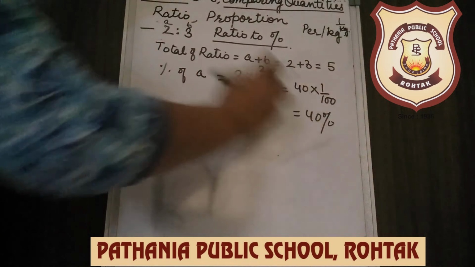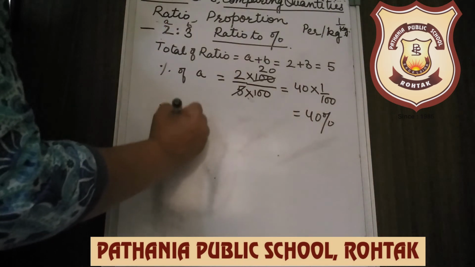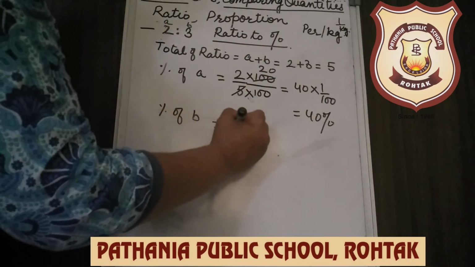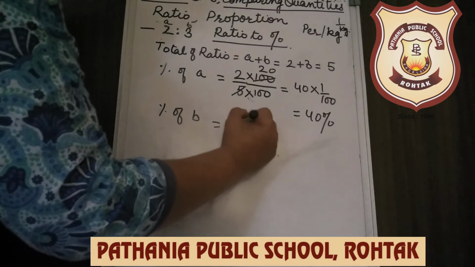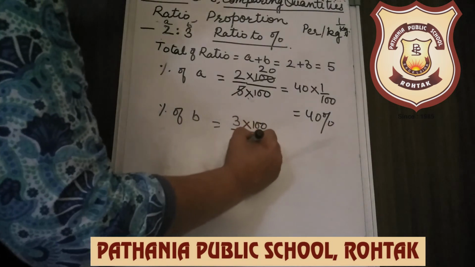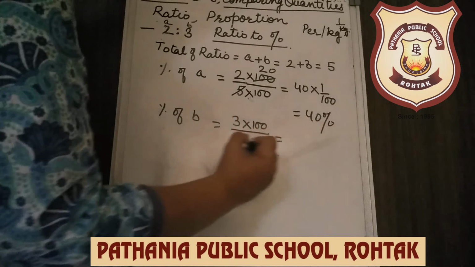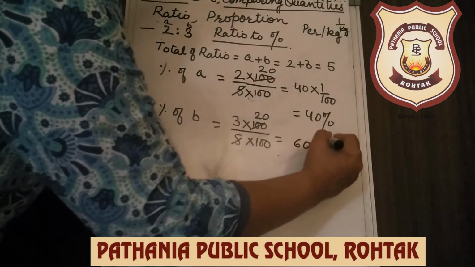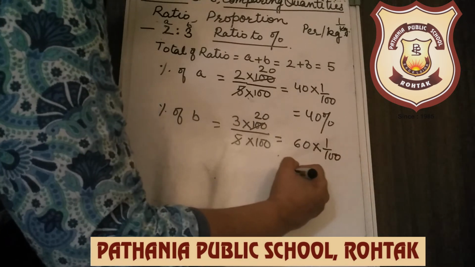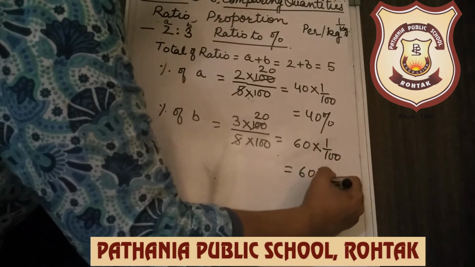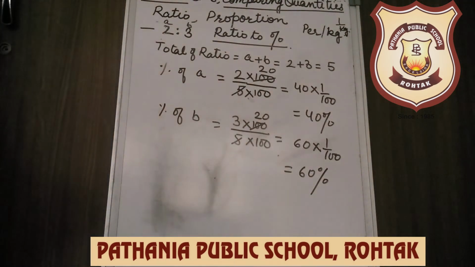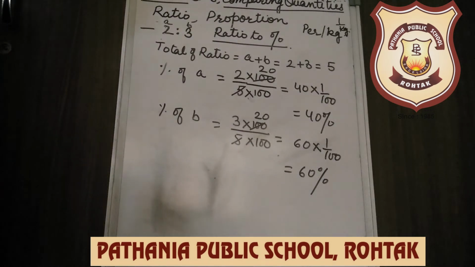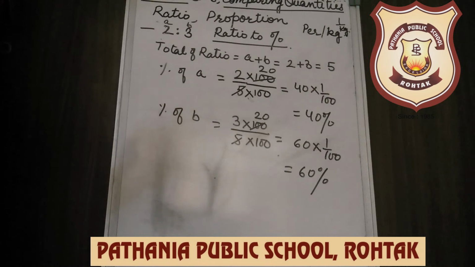So first part is 40%, percent of B, that is 3 upon 5, multiply by 100, multiply by 100. So this 60 multiplied by 1 upon 100, and we write it as 60%. Is this clear? So you can convert them into percentage by any of the methods.